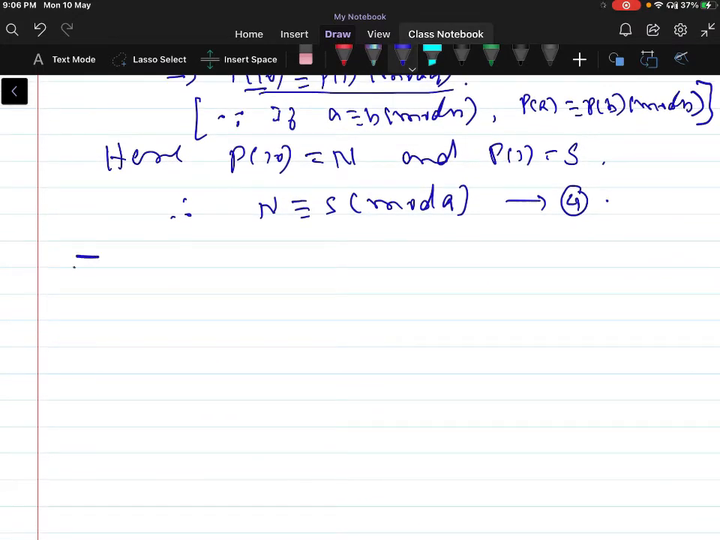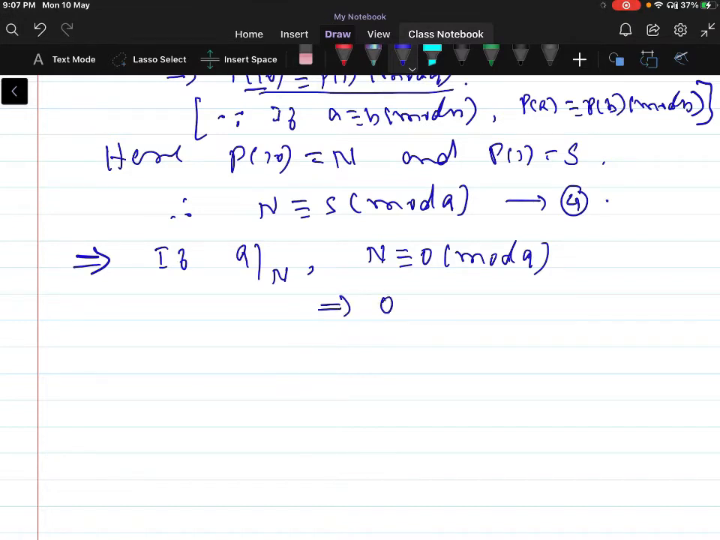So in the first part, the necessary part, if 9 divides n, then n is congruent to 0 modulo 9. So this implies 0 is congruent to n modulo 9, since congruence is symmetric. Therefore, if n is congruent to 0 modulo 9, we can write 0 is congruent to n modulo 9.